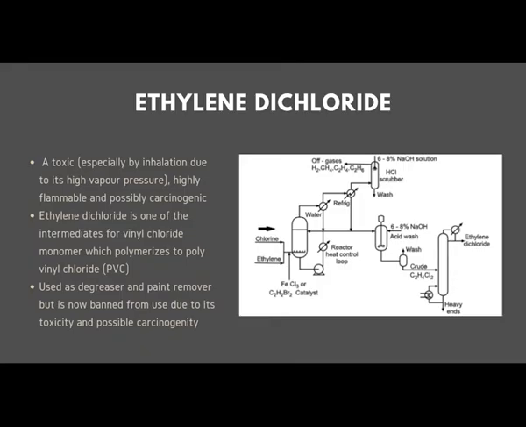Then we move on to ethylene dichloride, a toxic chemical, highly flammable and possibly carcinogenic, especially by inhalation due to the high vapor pressure. So it is definitely going to impact our health. Ethylene dichloride is one of the intermediates for vinyl chloride monomer, which polymerizes to polyvinyl chloride, or in short known as PVC. So ethylene dichloride has a huge impact in the manufacture of polyvinyl chloride, or PVC. It is used as a degreaser and a paint remover, but in most places it is now banned from use due to its toxicity and possible carcinogenicity.